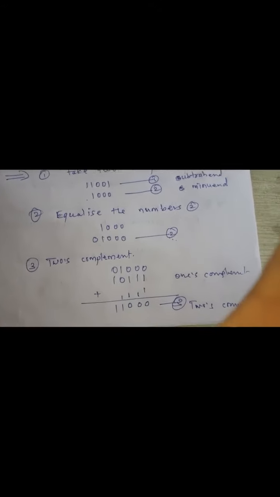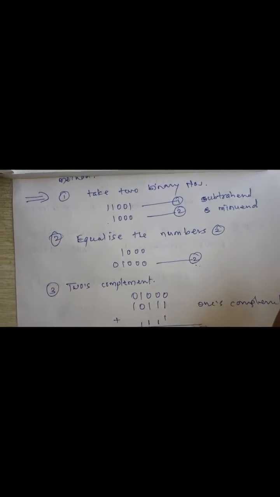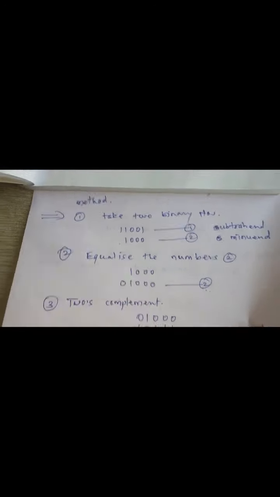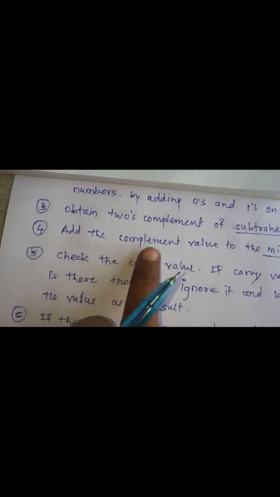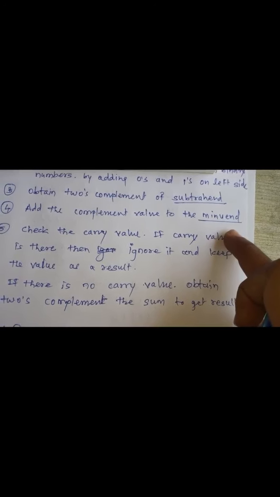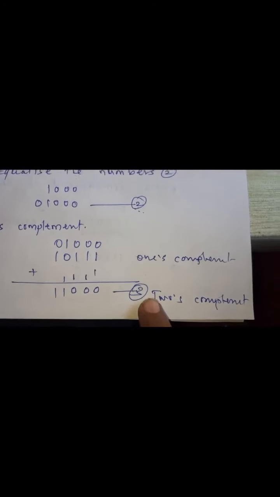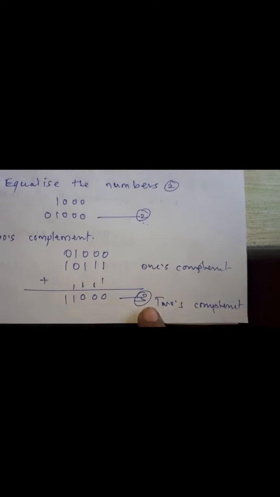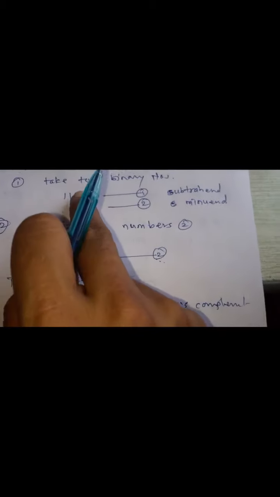Now what is our step 4? Step 4 is add the complement value to the minuend. That means add equation 3 to equation 1. So we will do this now.